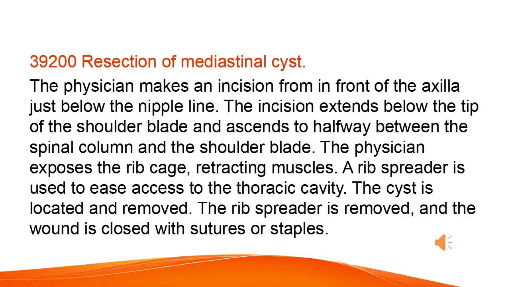Resection of mediastinal cyst. The physician makes an incision from in front of the axilla just below the nipple line. The incision extends below the tip of the shoulder blade and ascends to halfway between the spinal column and the shoulder blade. The physician exposes the rib cage, retracting muscles. A rib spreader is used to ease access to the thoracic cavity. The cyst is located and removed. The rib spreader is removed, and the wound is closed with sutures or staples.